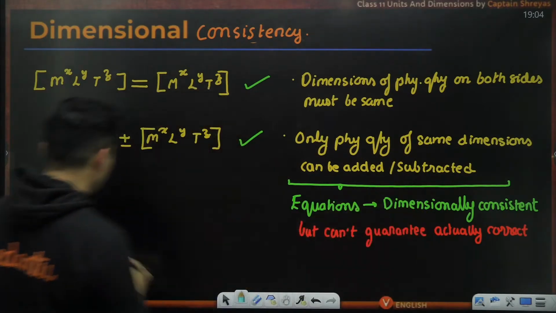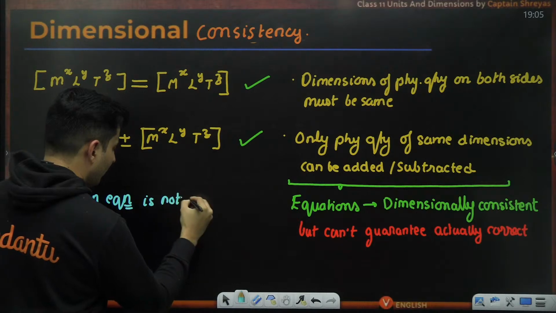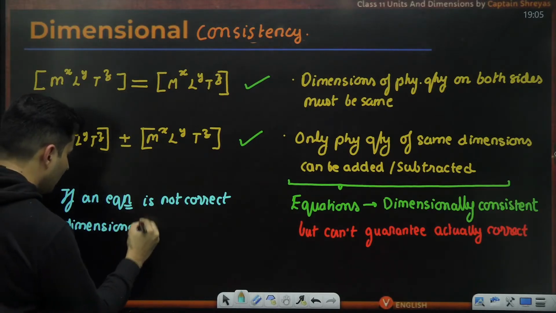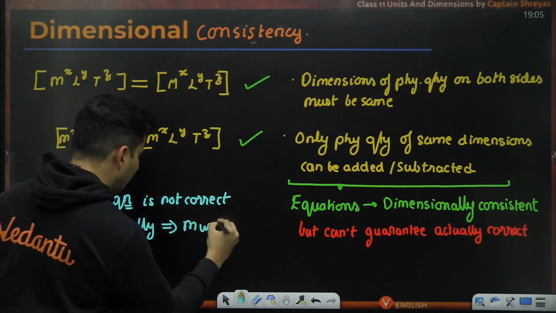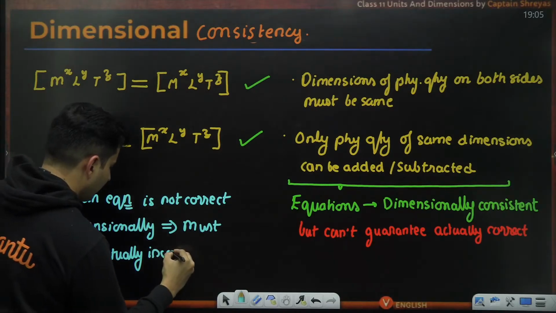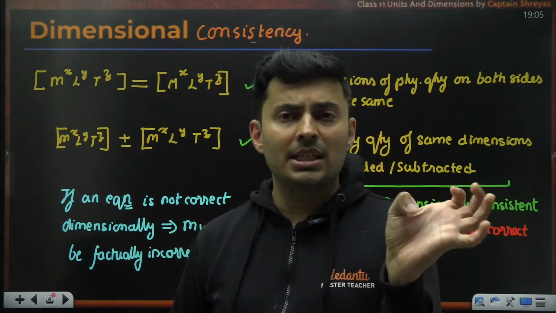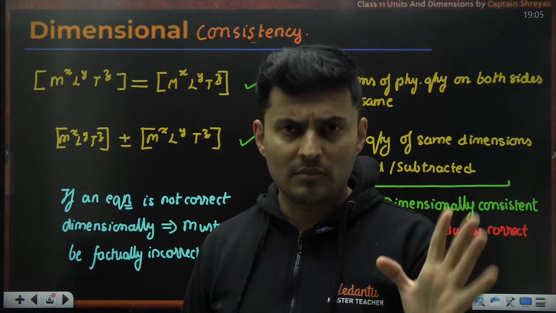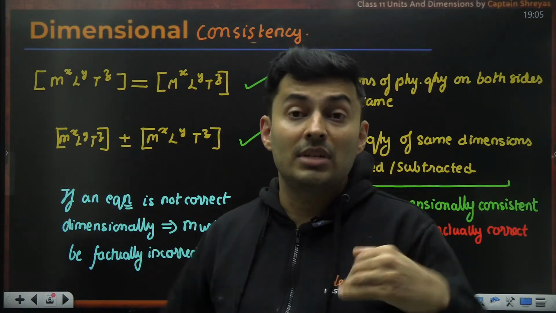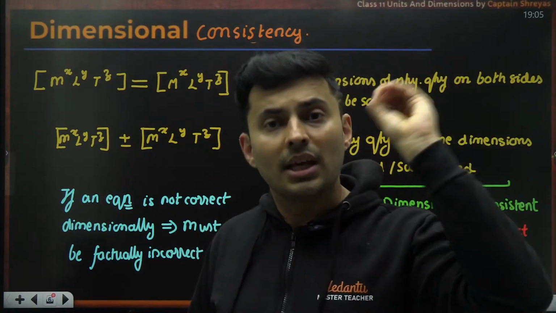But there is a catch over here. If an equation is not correct dimensionally, then it must be factually incorrect. So this is a very, very interesting criterion. If dimensions are matching, it does not mean it actually makes sense. It's just like a satisfactory condition, but it is not necessary that it will always be true. But if it is not dimensionally matching, then it can't be factually any kind of formula.